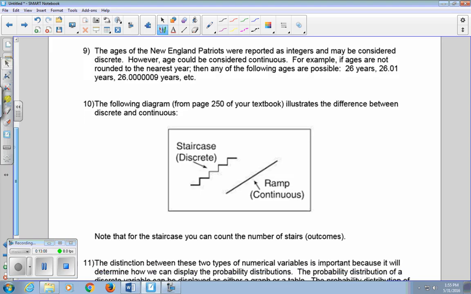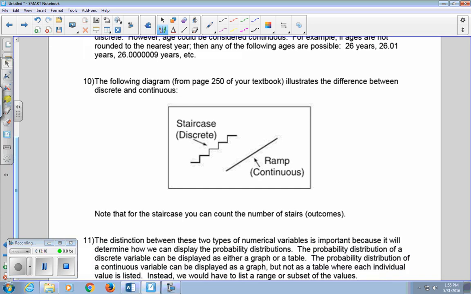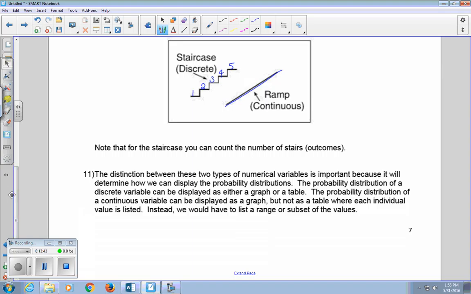This diagram here, shown in number 10, is from your textbook on page 250. It illustrates the difference between discrete and continuous. It's pretty helpful to think about it. Discrete, you can count: 1, 2, 3. It's like a staircase. You're either at 1 or at 2. Whereas a ramp is a continuous incline and not able to count. If you think about it that way, it's helpful in figuring out whether you're looking at a discrete or continuous variable.